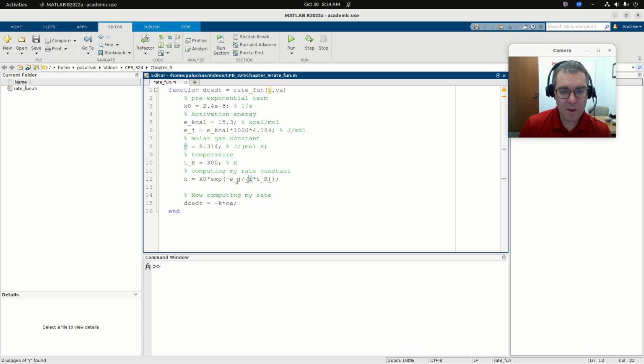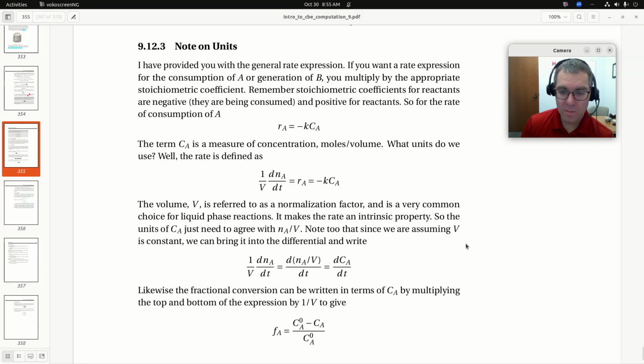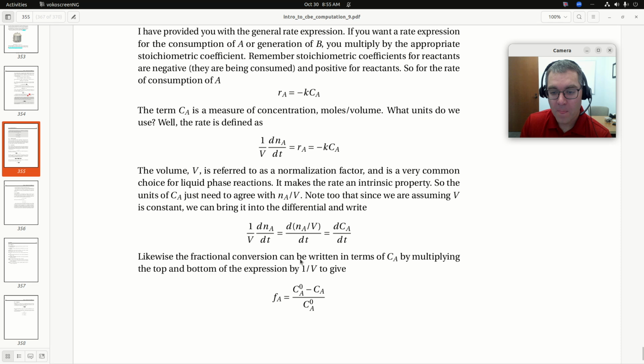Okay. And I should note, E is in joules per mole, and R times T, that's going to be in joules per mole. My activation energy is in joules per mole, R times T is in joules per mole, so my exponential term is dimensionless as it should be. So K is in units of inverse seconds, the same as K naught. Okay. All right. So now coming back, I have my rate function.